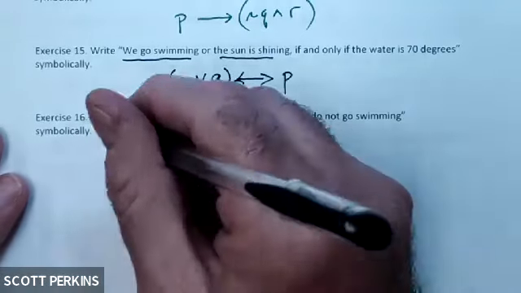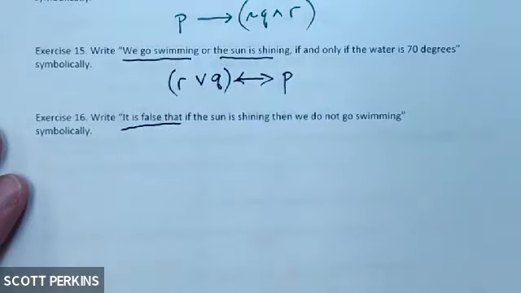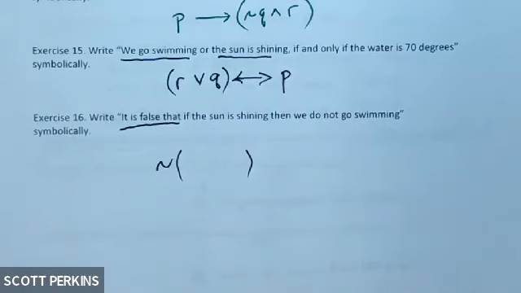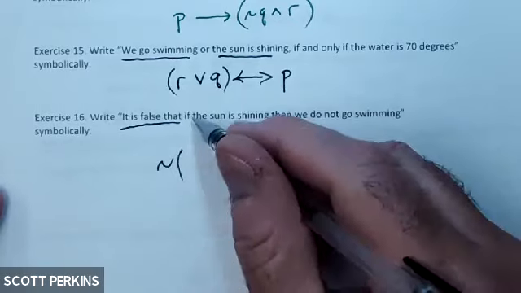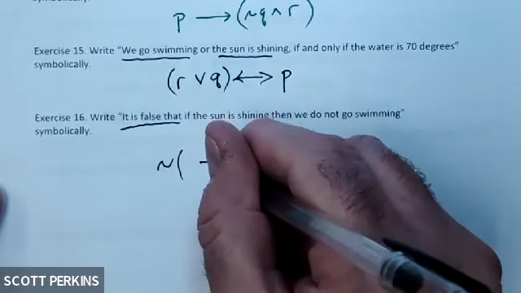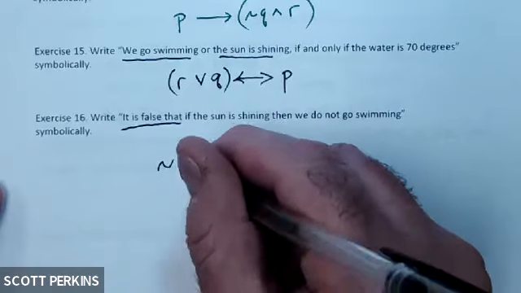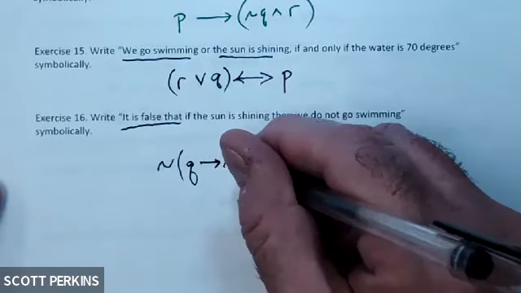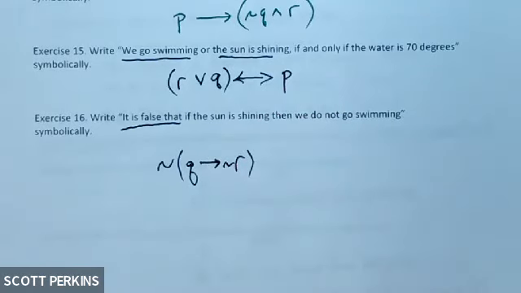All right, this one starts off with the words, it is false that. What does that mean to do? A squiggly in front of parentheses, yes. We're just doing in reverse what we did earlier. The words it is false that or it is not true that mean you have a negation in front of parentheses. In the parentheses, we have if the sun is shining. So this is a conditional statement. If the sun is shining, that's Q on the left side. We do not go swimming. That is squiggly R on the right side. And that is that.